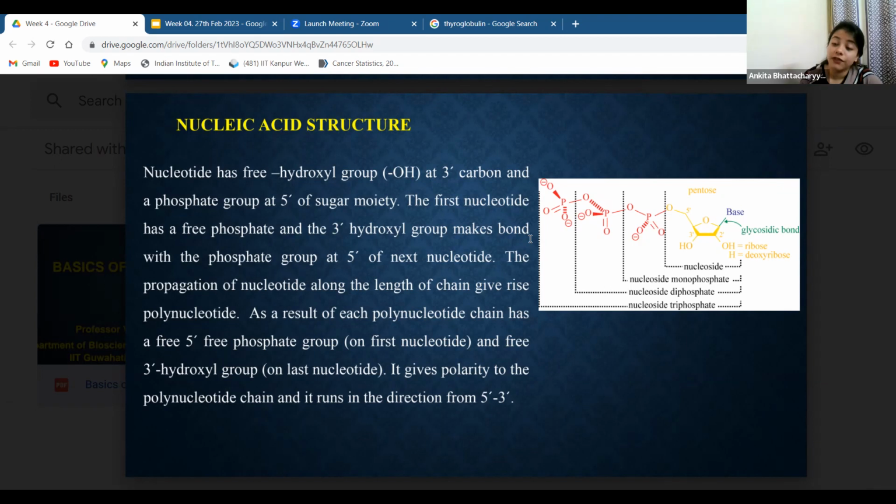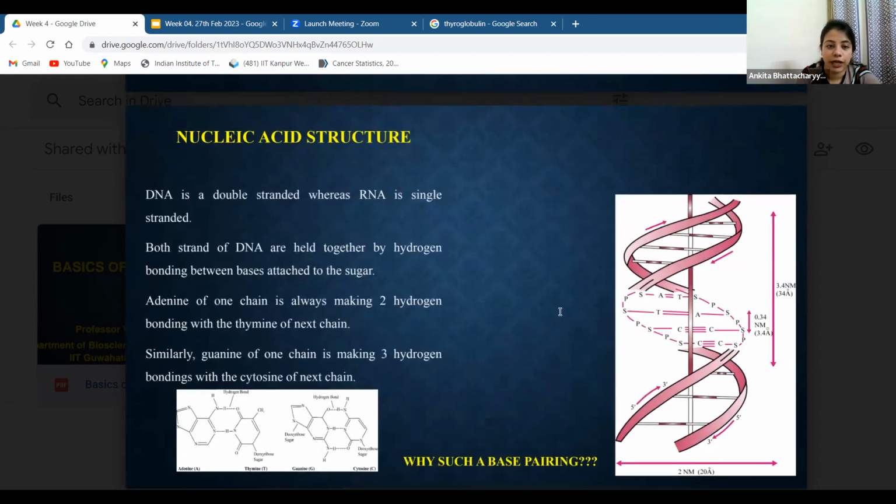So effectively, one other thing it also does is that it renders a polarity to this particular molecule, and it runs in a 5' to 3' direction. So you'll have a 5' phosphate at the 5' end, and you will have a 3' OH at the other end. So that's how it is working. So we have established the polarity as well.